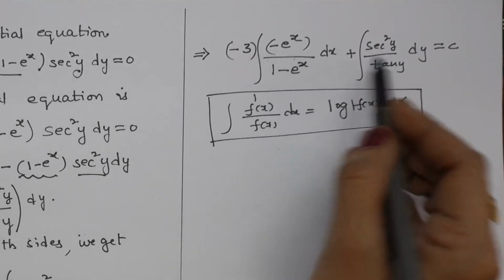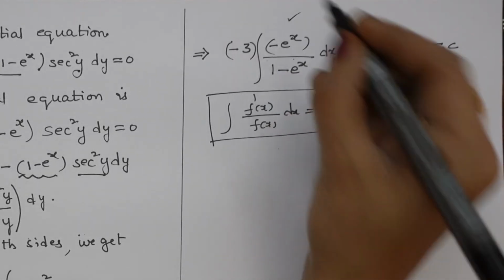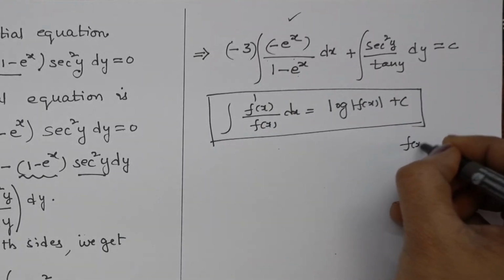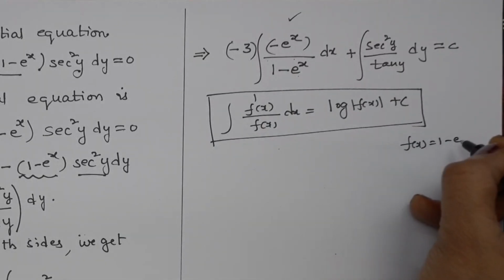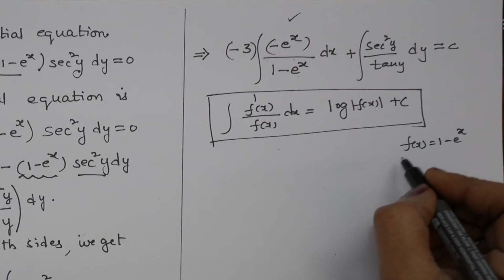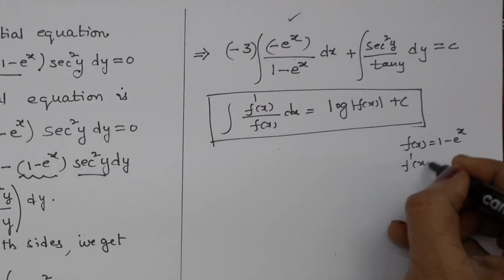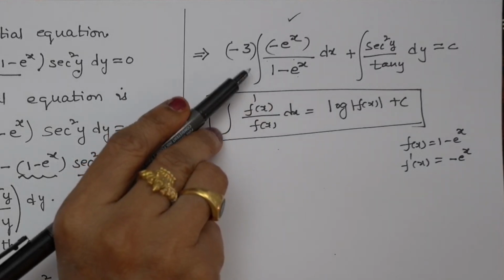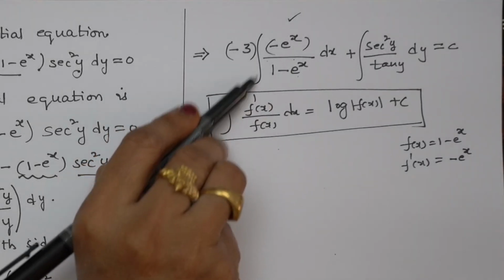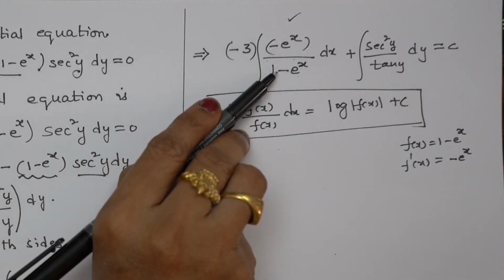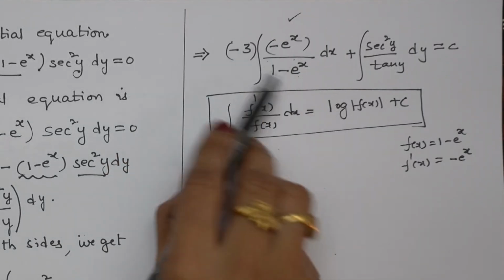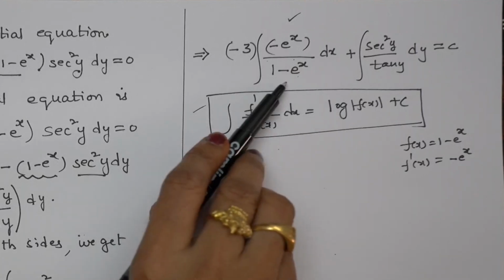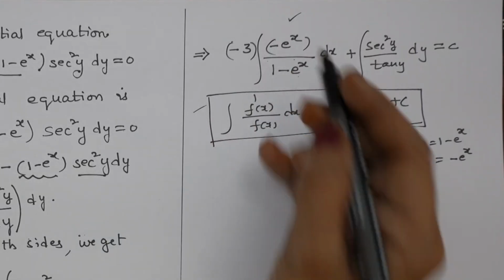If we observe these two terms, if I take the first term, f of x is equal to 1 minus e power x. Now, f dash of x is equal to minus e power x. So, the first term is of the form of integral f dash of x by f of x dx. So, by using this formula, I can write log modulus 1 minus e power x in place of this.